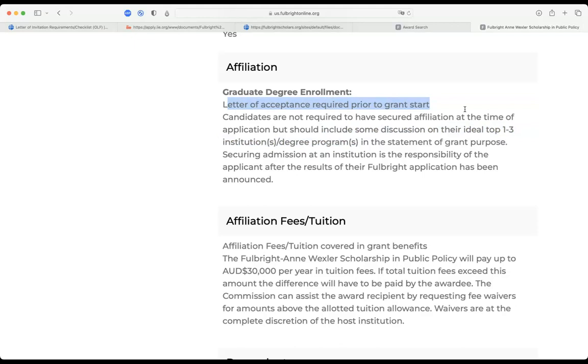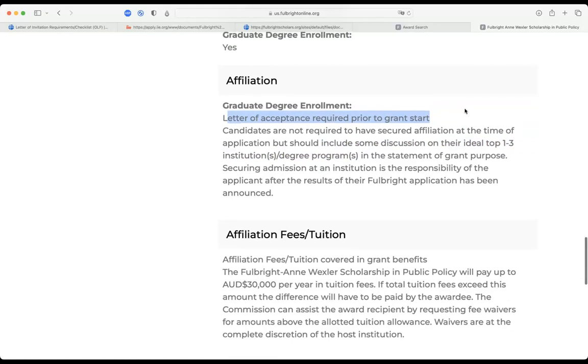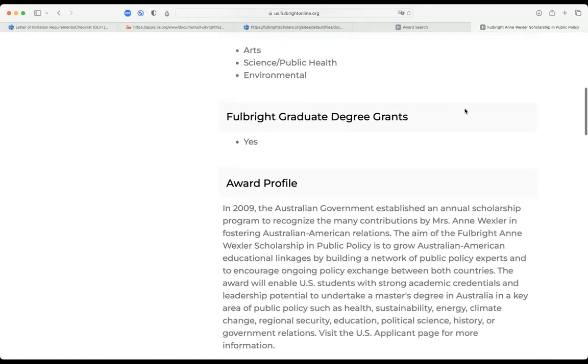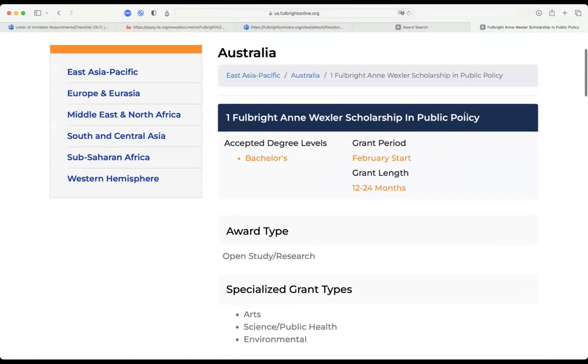And to help with that, it's good to contact a professor and be in conversation with them. Sometimes you can include that correspondence as part of your application. So, backing up, this is for study in Australia to study public policy.